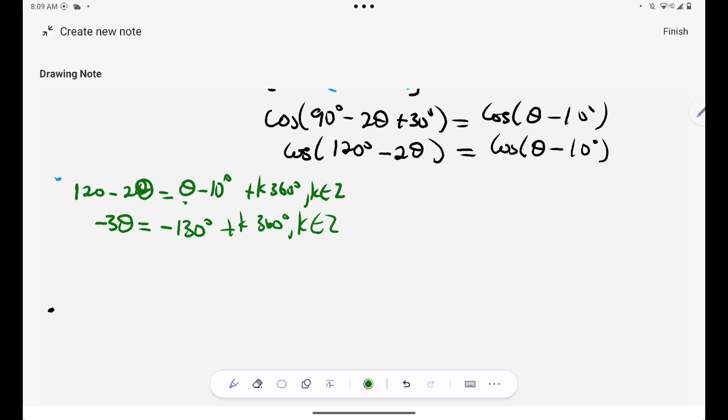Now I'll just divide everything by 3, ne? So 130 divided by negative 3 will give me a positive 43,33 degrees. I don't need to change the sign for my period. I'll just divide the 360. I'll have 120 plus where k is an element of integers, right?